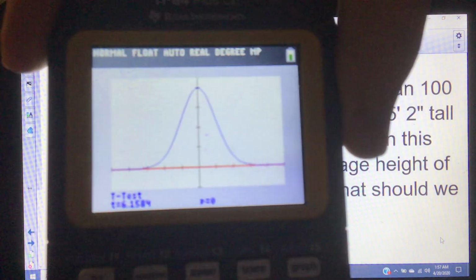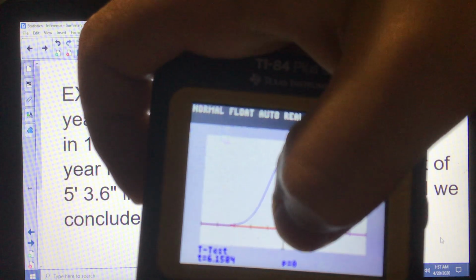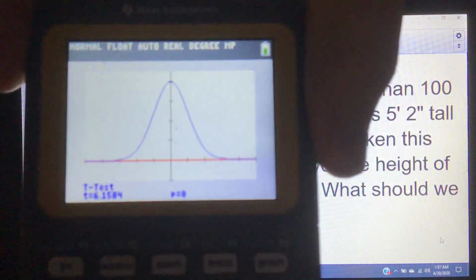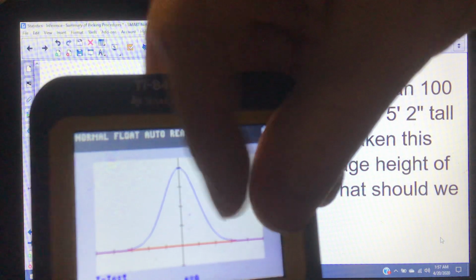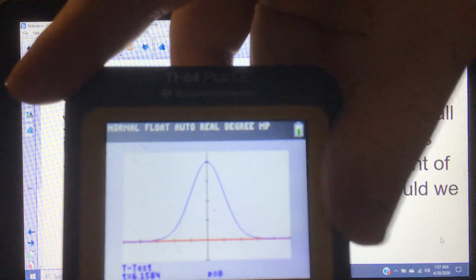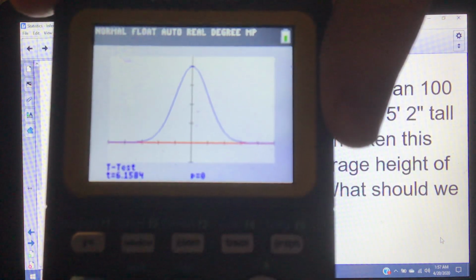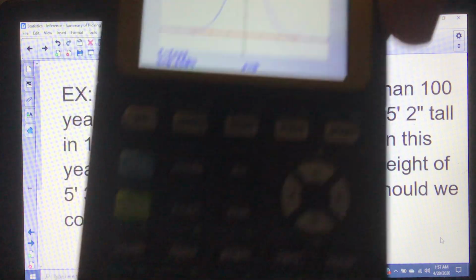Remember, it's 6 standard deviations away, so it basically gives me the t-score and tells me the p-value is essentially 0. If the p-value were something larger, you'd see it shaded in. So you're not seeing anything shaded here. But notice that it can draw a picture for you as well.